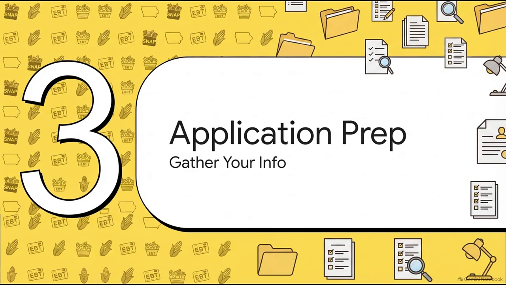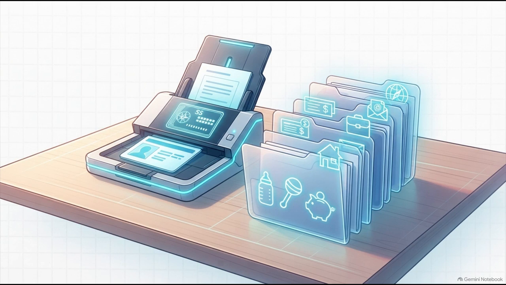Section 3, preparing your application. This is where we set ourselves up for success. Okay, I'm going to let you in on the secret to a stressful online application. Gather your information before you ever click that first button. It's like doing the prep work before you cook a big meal. You're going to want your photo IDs, social security numbers, and proof of your address and citizenship.